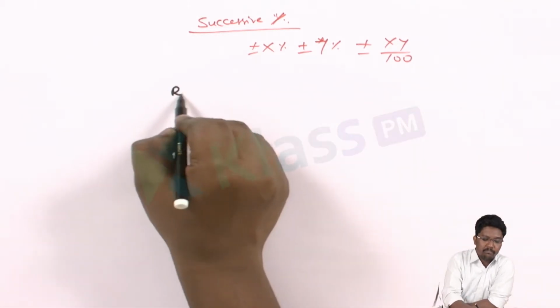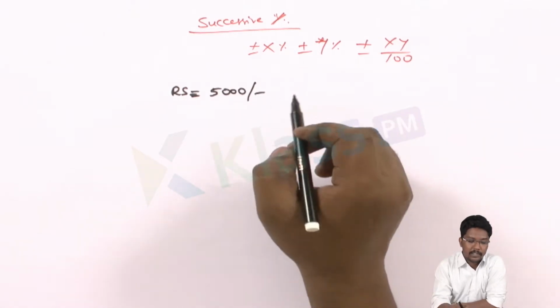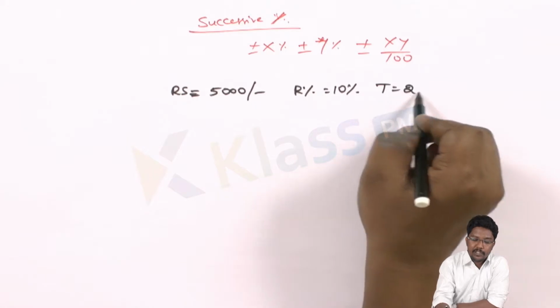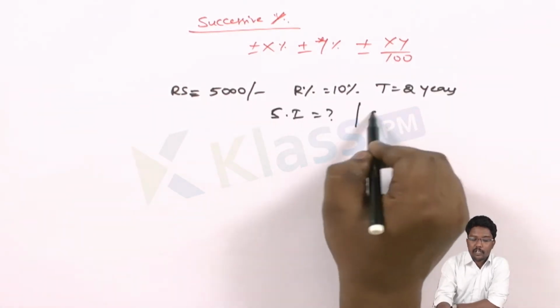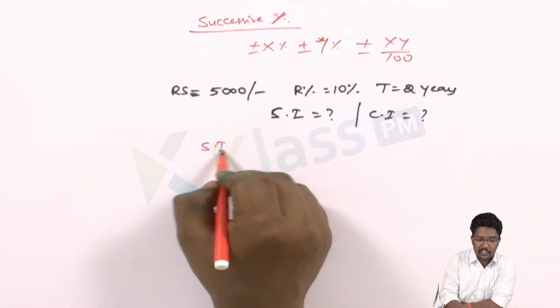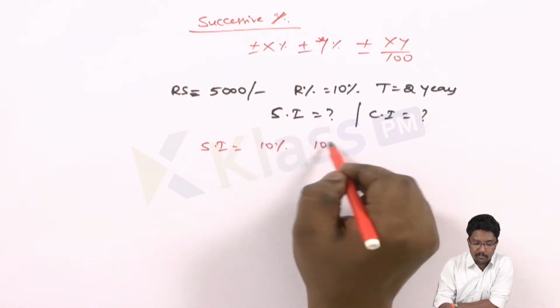Let us assume I bought 5000 rupees from a person. Rate of interest is 10%. Time period is 2 years. What is simple interest and what is compound interest? Try to calculate. We know simple interest is the same: first year 10%, second year 10%.